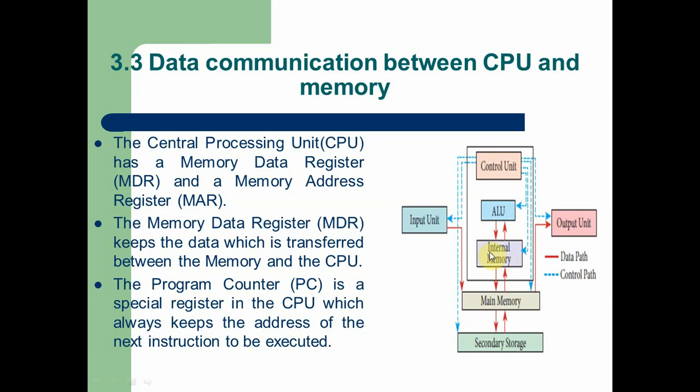So internal memory consists of three main registers. One is MDR, memory data register, which keeps all the data transferred between the CPU and main memory. Then the program counter is a register which keeps the address of the instruction to be executed next.